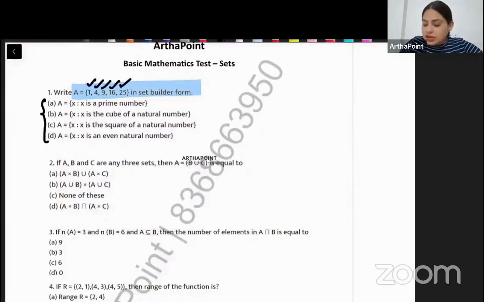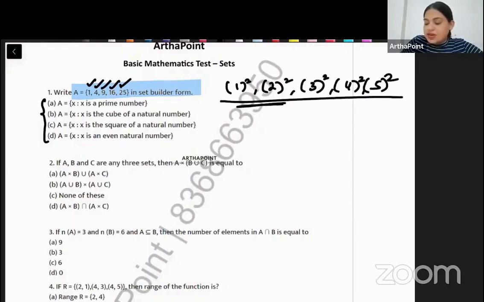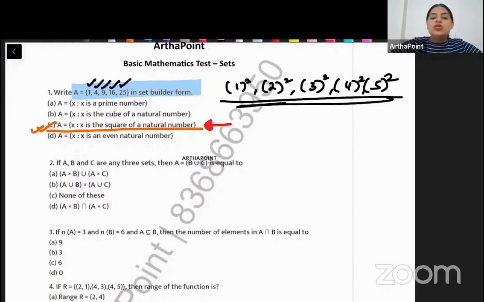तो ये क्या बन रहा है? Square बन रहा है ना? 1 square, 2 square, 3 square, 4 square, and 5 square. ऐसे बन रहा है ना? So what should A be? A is such that A is square of natural number. So the correct answer to this question, I hope all of you have marked it correctly in the test. It should be C. C is the correct answer to this question.